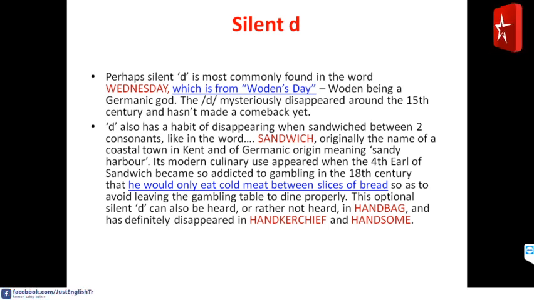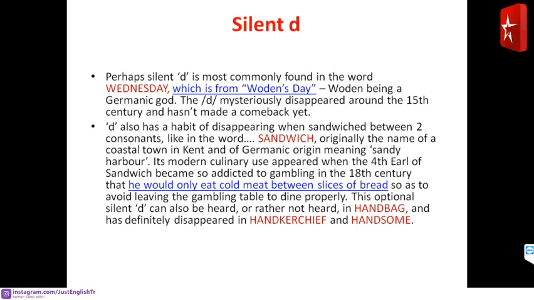Perhaps the silent D is most commonly found in the word Wednesday. We don't say Wednesday, we say Wednesday. So in Wednesday, we have a D there and we don't pronounce it. The word came from Woden, a Germanic god, the D mysteriously disappeared around the 15th century and hasn't made a comeback yet.